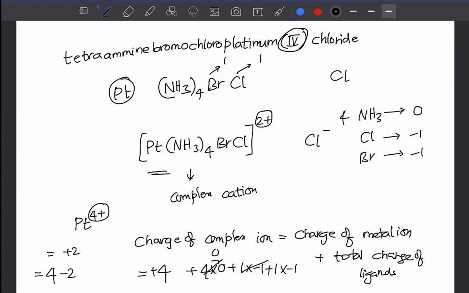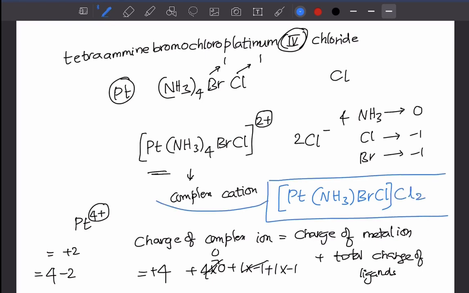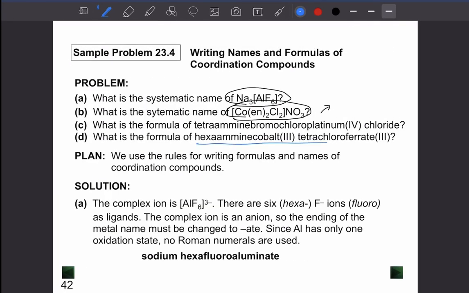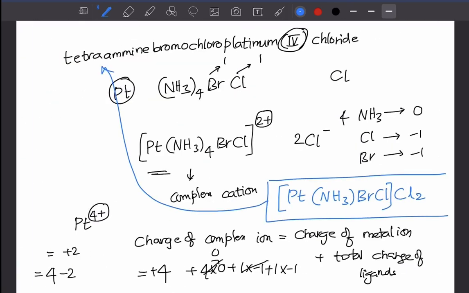If there are 2 pluses here, then to compensate there should be 2 minuses. So the total compound becomes [Pt(NH3)4BrCl]Cl2. This is the formula for this compound. So use this as a basis and try solving the next one, which is hexaamminecobalt(III) tetrachloroferrate(III). Try this as an example. If you do not know, there is an answer at the end of the slide. So use that as your answer.